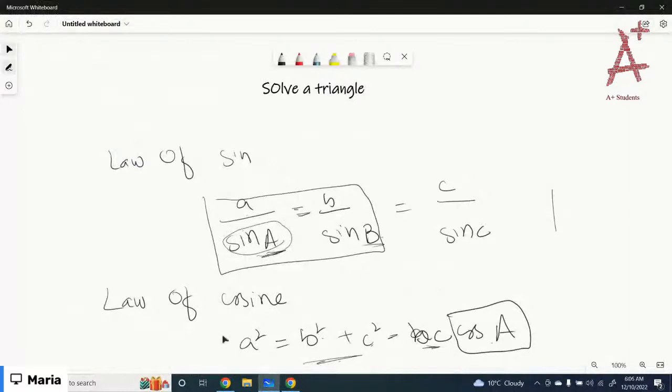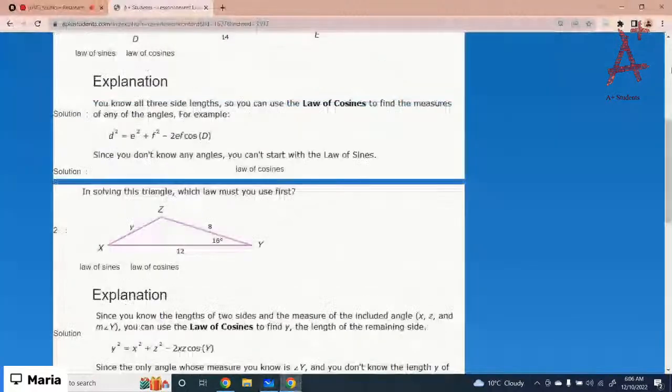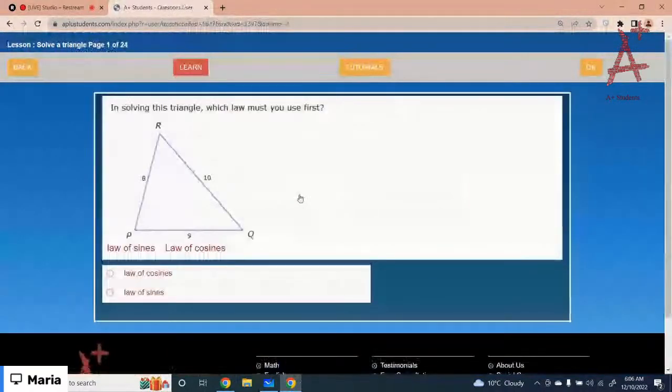Got it? Okay, let's just start with the practice questions. We'll see what we have to do if we have a situation like this. Okay, in solving this triangle, which law must you use first?